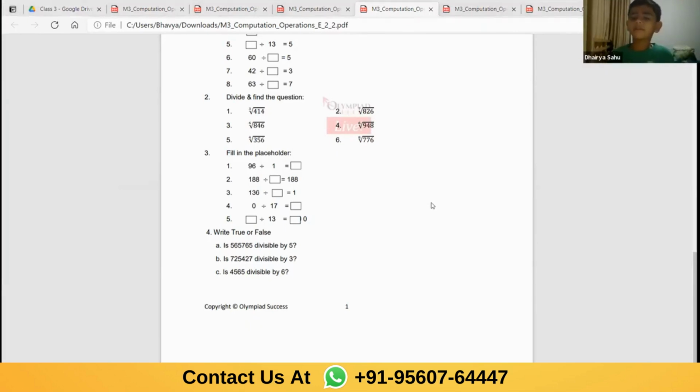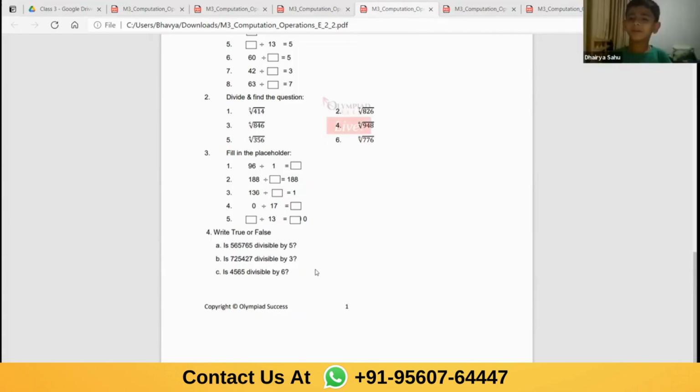Ma'am, the table of 4 has only one such number, 12. 4 times 3 is 12. Yes, that is right. That is there in the table of 4 also, because it is there in the table of 2 also. How do we get 4? We get 2 into 2 is 4. So if a number is in the table of 2, that can come in the table of 4 also.